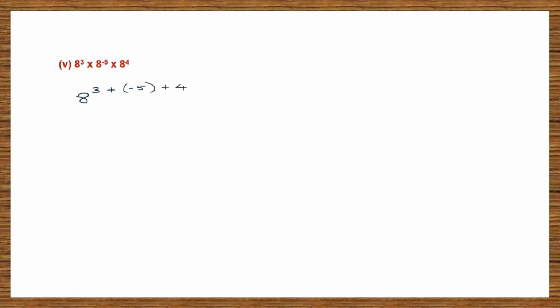So this is equal to 8 to the power of 3. If I open the brackets, before the bracket I have a plus sign. So minus 5 remains the same, plus 4. Now we have to solve this 3 minus 5 plus 4. We need to work that out. Remember to add the numbers with the same sign. So 3 plus 4 is 7. 7 minus 5 is 2. So here we get 8 raised to the power of 2. So what is 8 raised to the power of 2? 8 into 8, which is 64. So the answer to this question is 64.